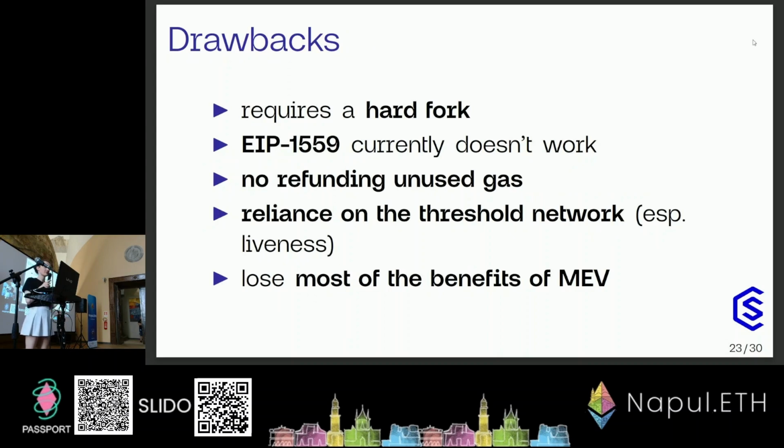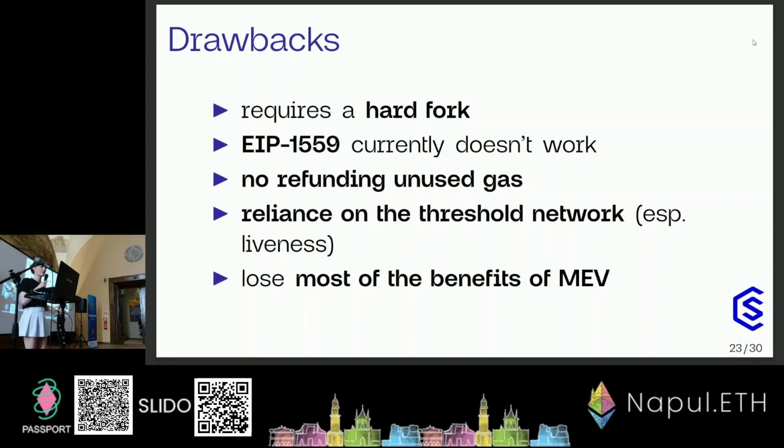It clearly requires a hard fork, especially in the case of Ethereum. It also means that EIP 1559 needs to be redesigned a bit because a transaction takes some time to be executed. And it's also difficult to say we refund unused gas, because if you do that, you open yourself to a griefing attack where people reserve a lot of gas, but then they don't use it. And then you have a problem with the validators not being paid.